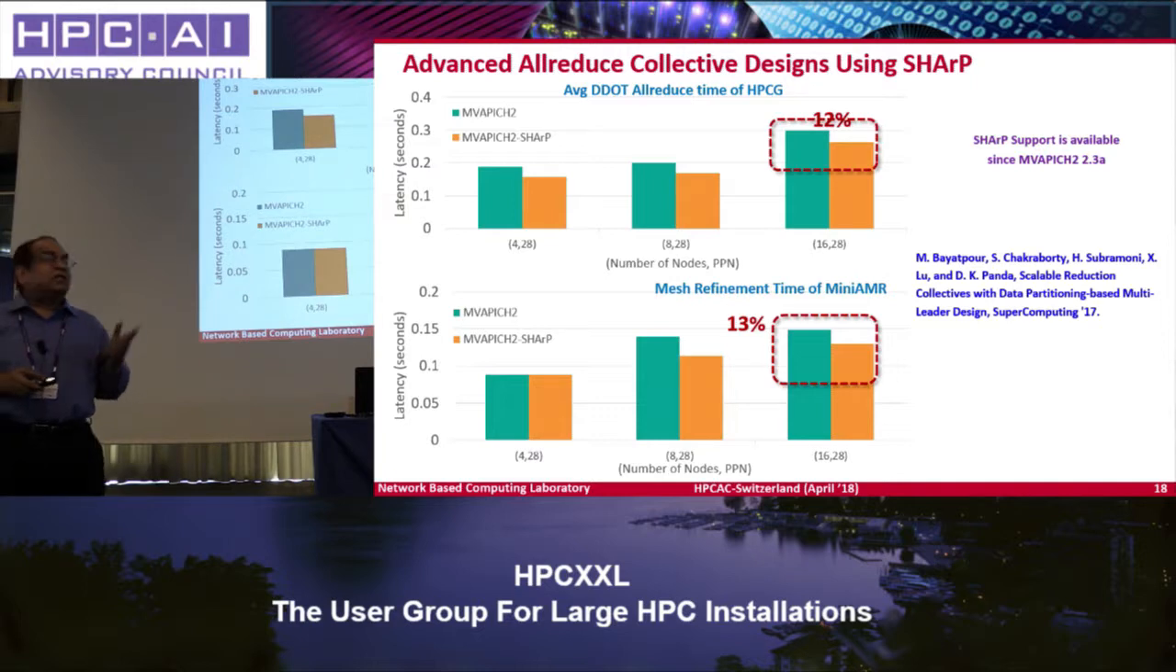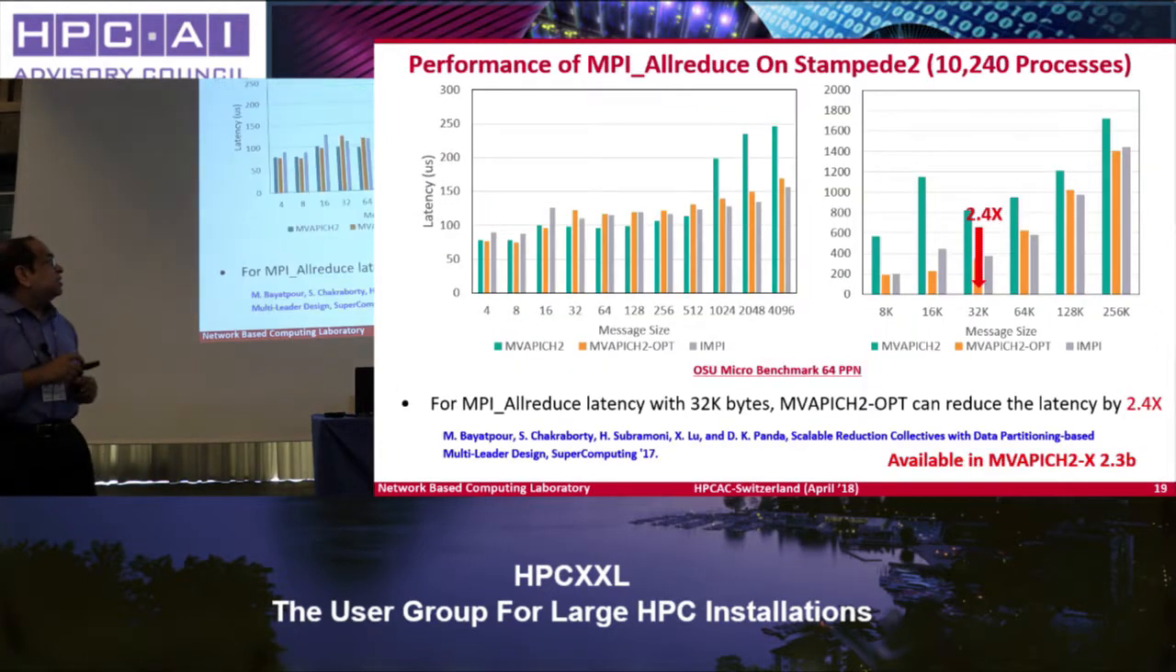So then as the technology moves ahead, we also try to bring all those things. So Mellanox has the new SHARP hardware, where through the hardware they try to do the reduction kind of thing. So we have integrated our MPI stack with that. This is already available since MVAPICH2-2.3. So you can see here, like HPCG or miniAMR kind of things, you get 12%, 13% improvement using this interface.